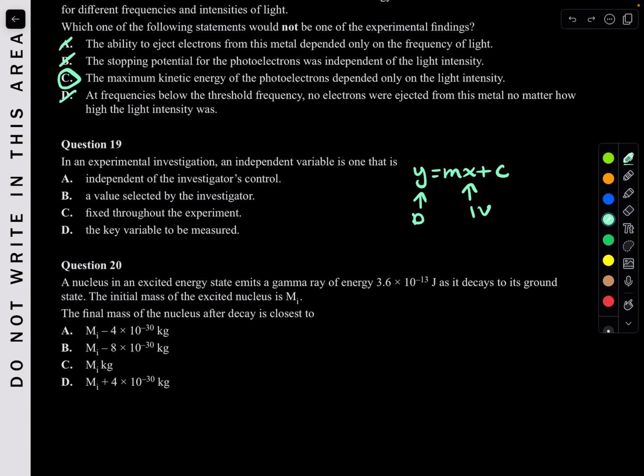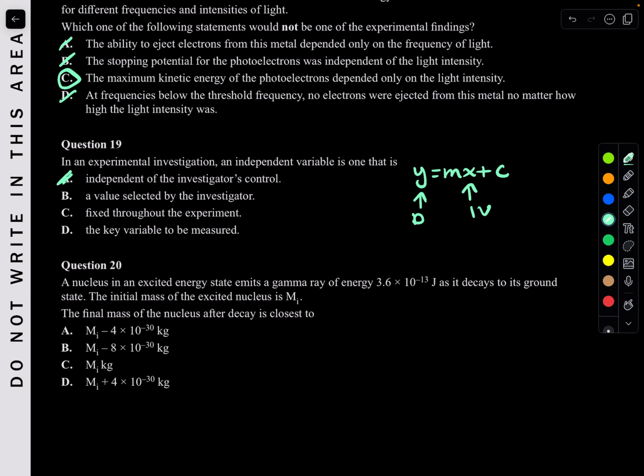Let's have a look at the answers. A, dependent on the investigator's control. What? The investigator can control it because he can put any values he wants. He chooses what values to put. That's rubbish. The investigator actually has control of the independent variable. In an experimental investigation, an independent variable is one that is dependent? Nope, so that was wrong.